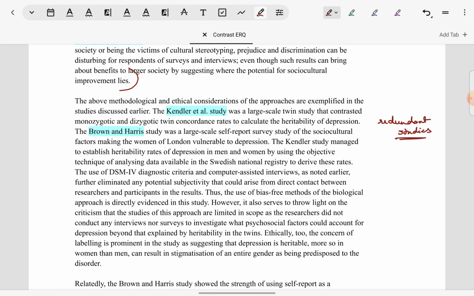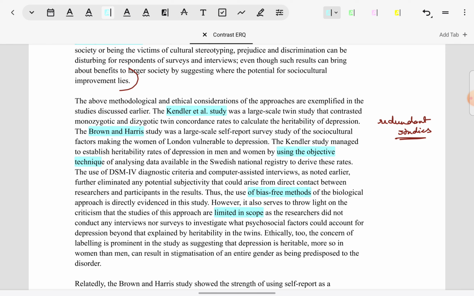So here whatever points we have made, like for methodological, just now we saw biological uses twin studies, and that is what Kendler is. So how the Kendler study is objective, how it is bias free, but at the same time how it creates a problem in the sense that it is limited in scope. It does not consider other factors which could be contributing to depression. All of that is explained in this paragraph. So you can pause, go through it and see how the study has been used to illustrate the points made in the previous paragraph.